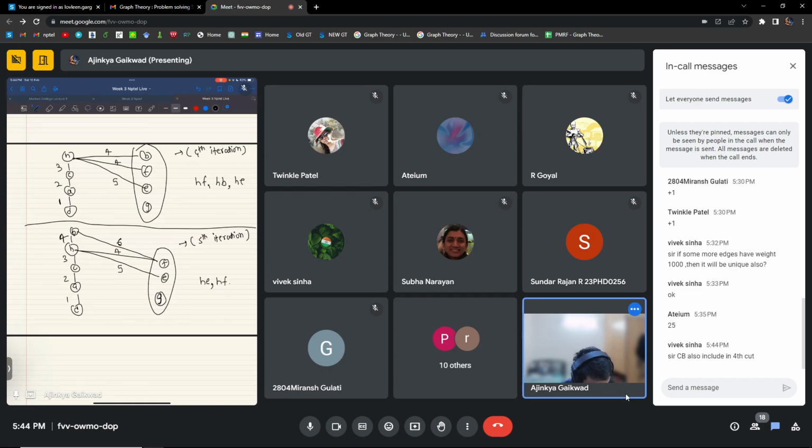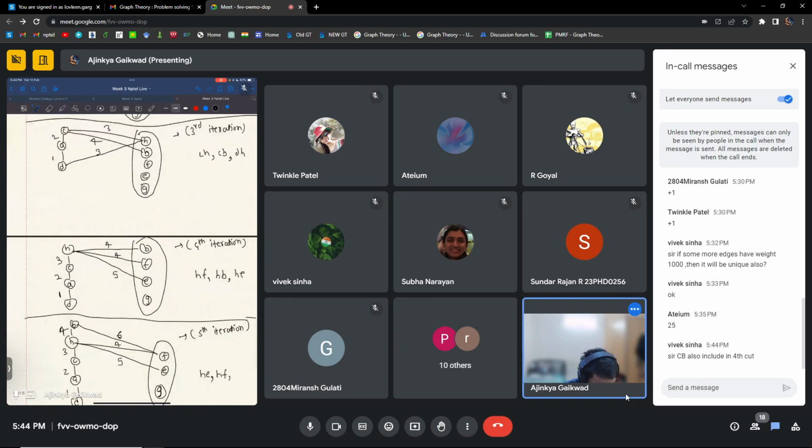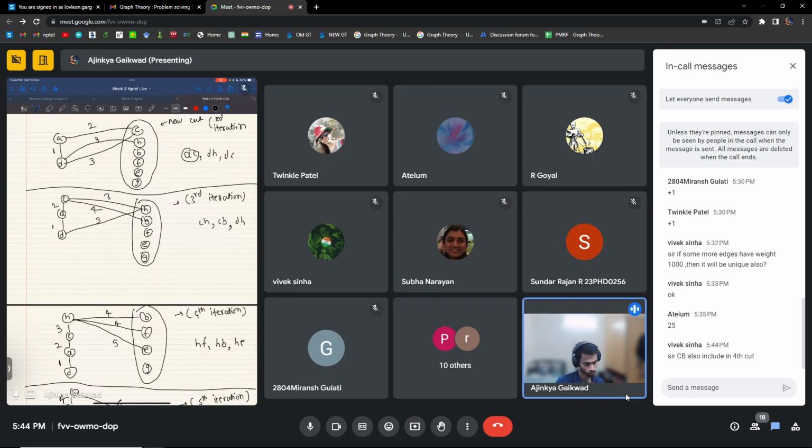HE, HF. Sir, CB also should be included in the fourth cut. So let me go back. Oh, okay. So I think he is right. CB also should be in the weight. So I forgot one edge. So here CB is 3. Okay, thanks. So this is C. B is also there.